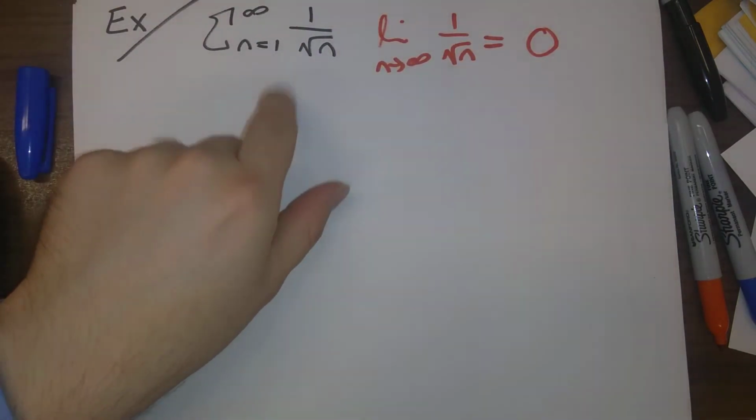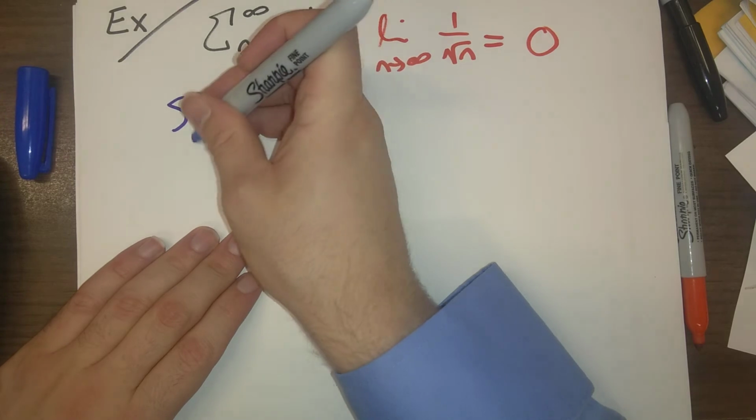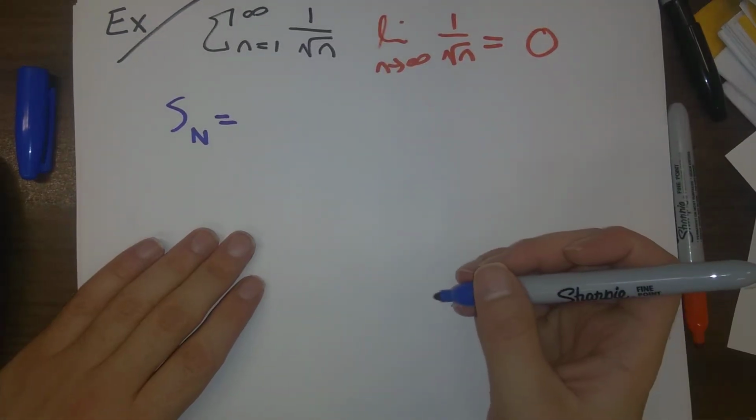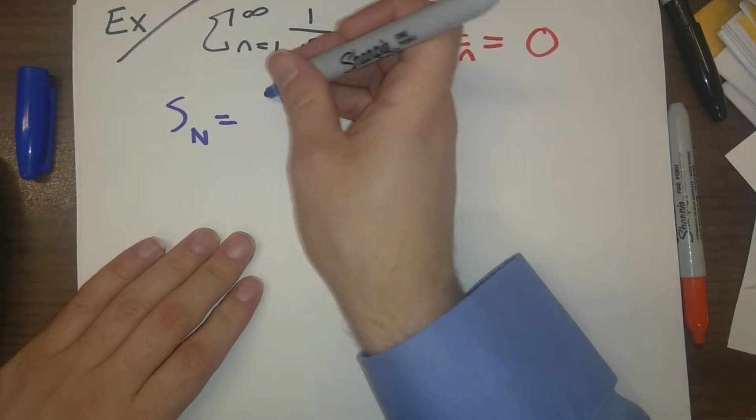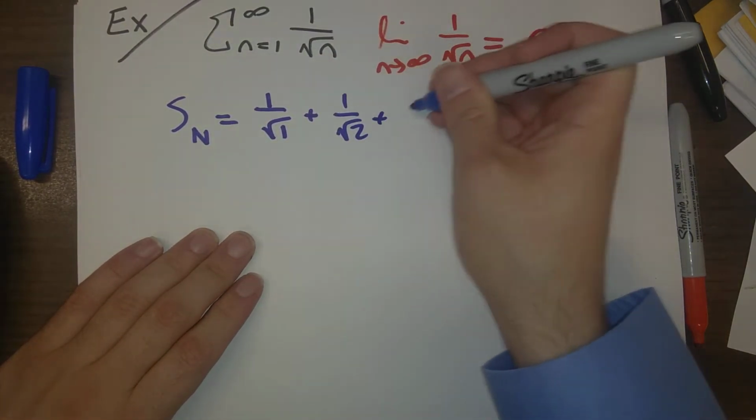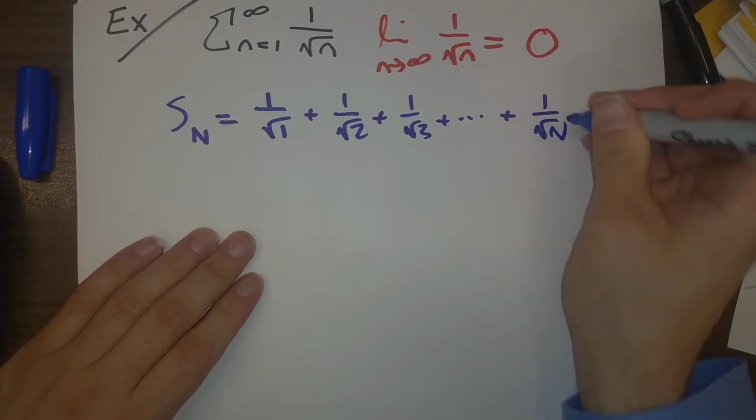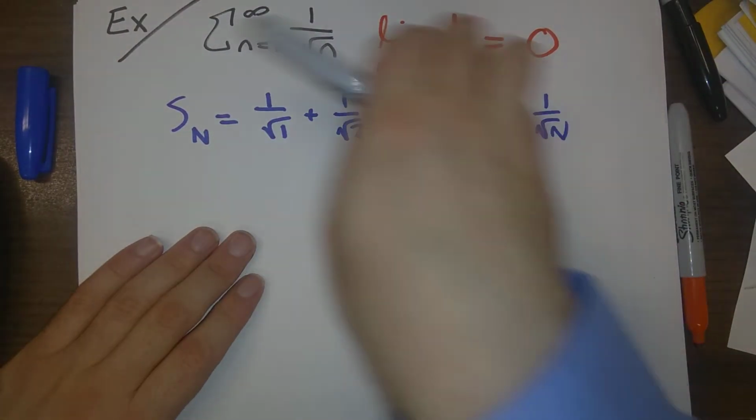And so as it turns out, this series does diverge, and we can think about that by just considering the sequence of partial sums. So S of n is equal to 1 over square root 1 plus 1 over square root 2 plus 1 over square root 3 plus ... plus 1 over square root n. And there's n terms here.